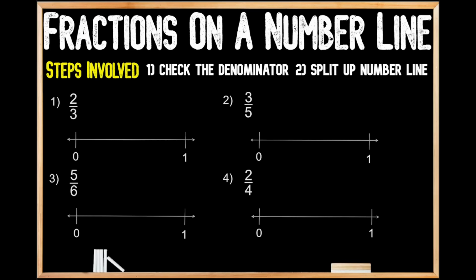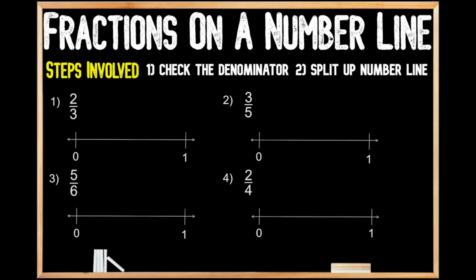to check the denominator. The reason that we start out with checking the denominator is because a fraction is a numerical quantity that's not quite a whole number. It's a part of a whole number. As we can see here with our number line, we have a range from 0 to 1. And the fraction of 2/3 is going to lie somewhere between 0 and 1 because 2/3 is not quite a whole number. And the reason we start out with checking the denominator is because the denominator is going to tell us how many equal parts we need to split up our number line into.